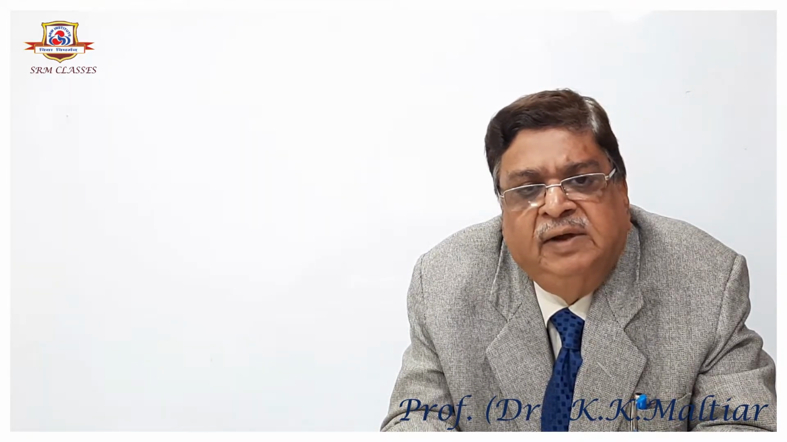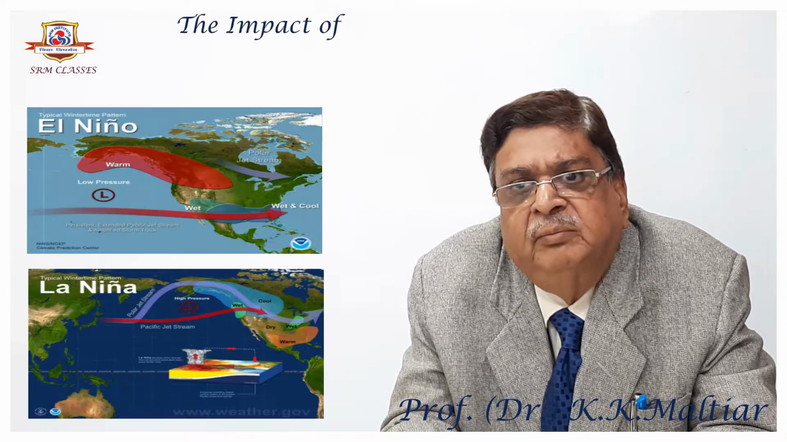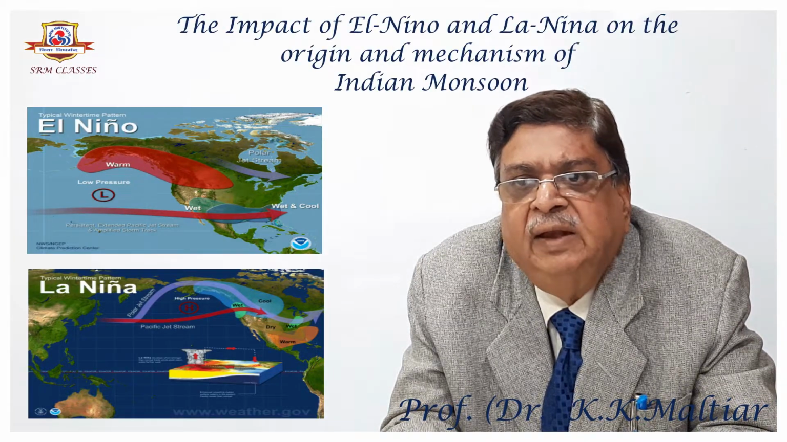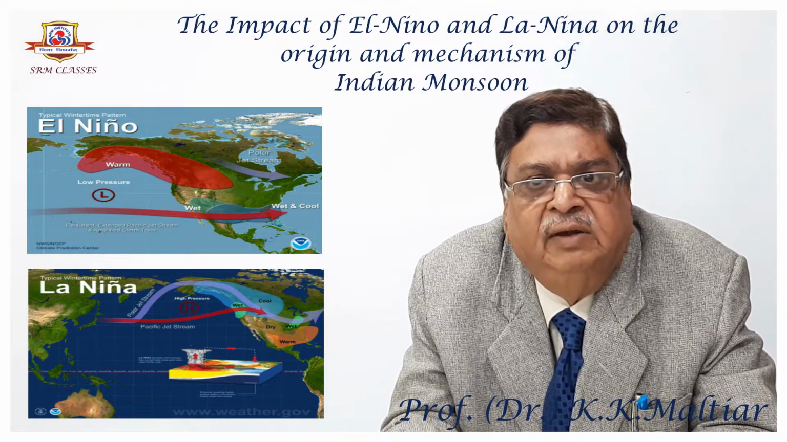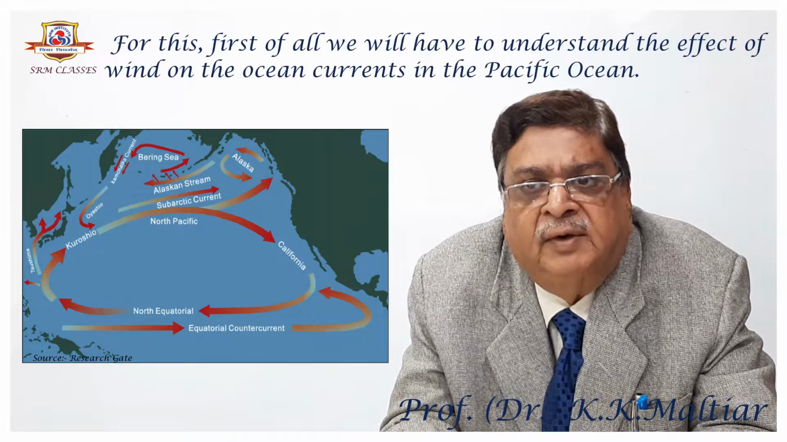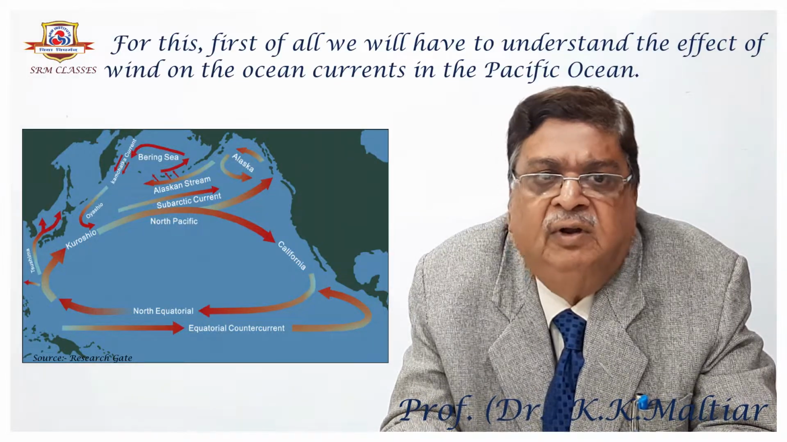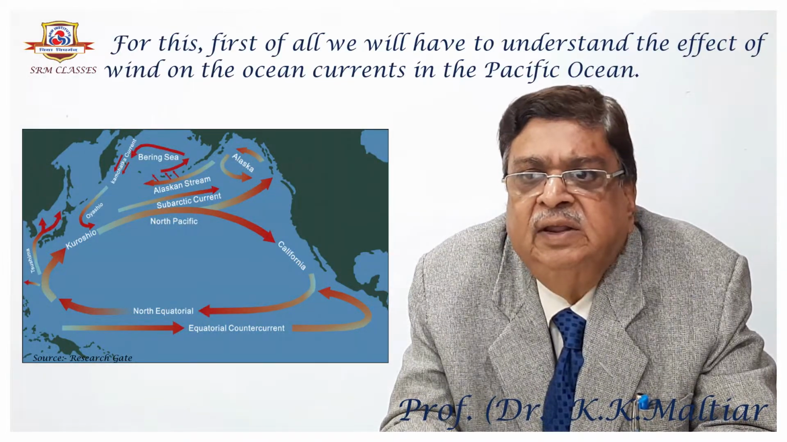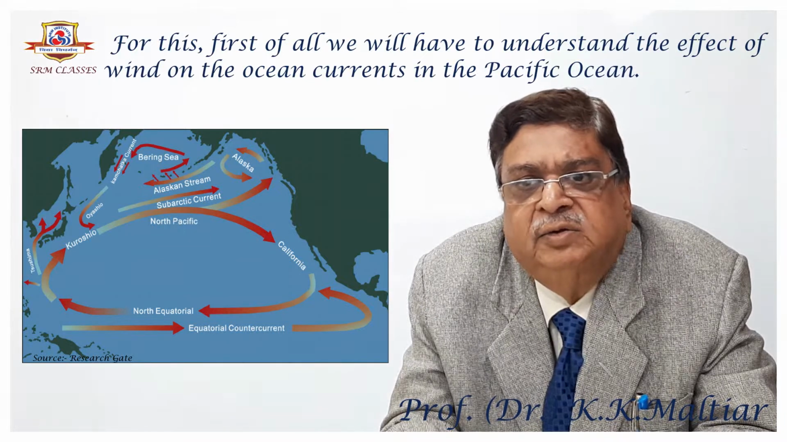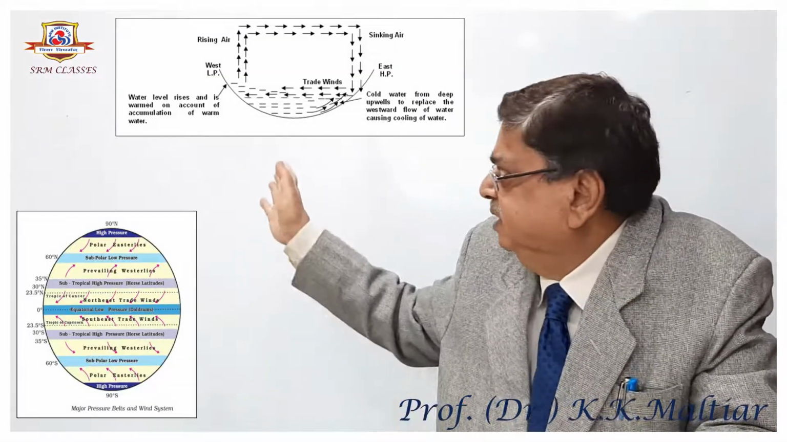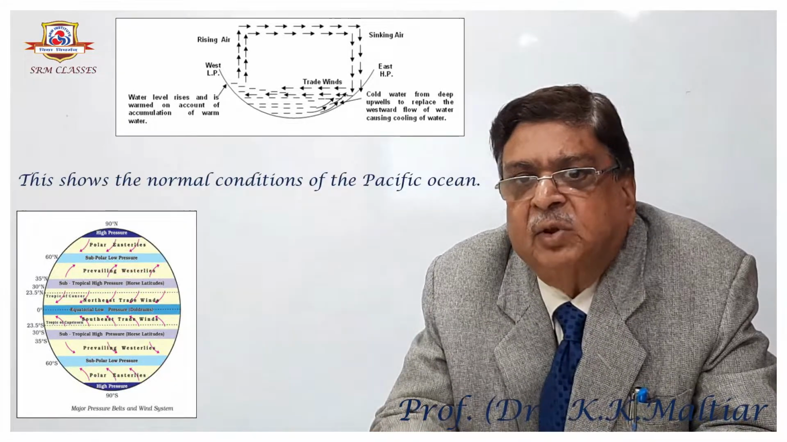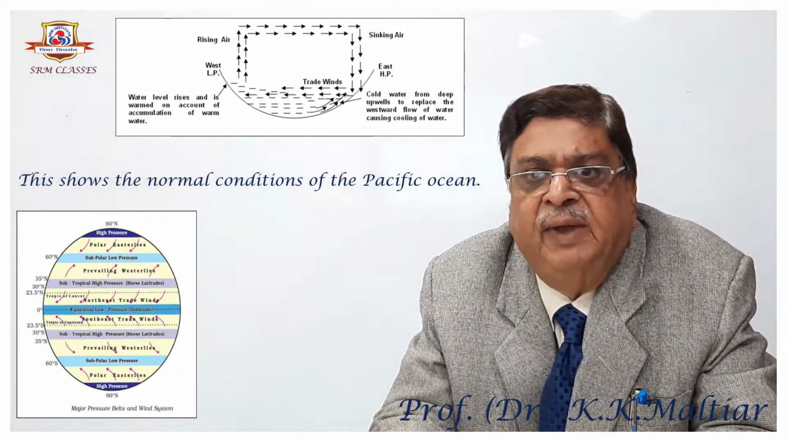Today I will discuss the impact of El Nino and La Nina on the origin and mechanism of Indian monsoon. For this, first of all, we will have to understand the effect of wind on the ocean current in the Pacific Ocean. Let us understand it with the help of the diagram given here.